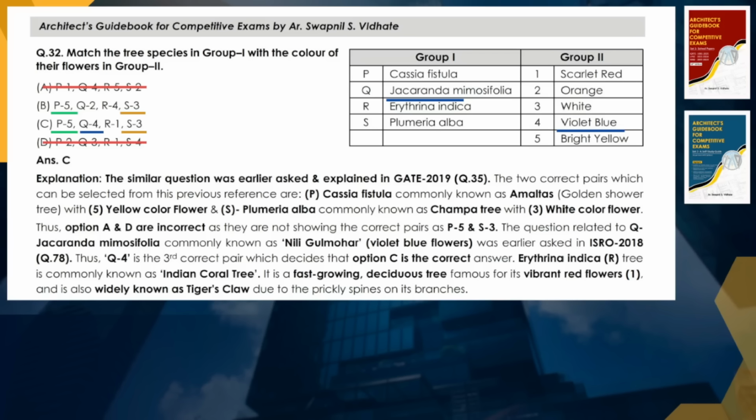Some extra information related to the tree mentioned at serial number R in group 1, that is Erythrina indica. The common name of this tree is Indian coral tree. It is a fast growing deciduous tree famous for its vibrant red flowers. Again, R1 is the correct pair here, and this tree is widely known as tiger's claw due to the prickly spines on its branches. Right.